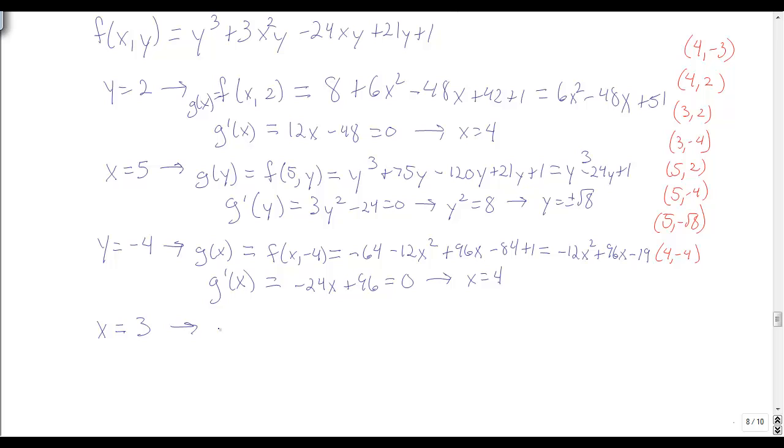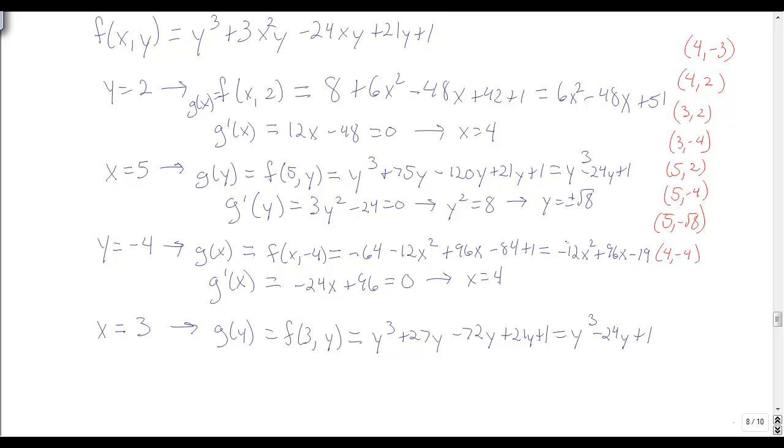Left side of the rectangle. So we're going to get a g of y to be f of 3 comma y, which is going to be y cubed plus 27y minus 72y plus 21y plus 1. So let's say y cubed, let's see, 27, 48, minus 24y plus 1. If I look at this, I know this is the same g of y we had up when x equals 5. So there's maybe some symmetry about x equals 4 going on here.